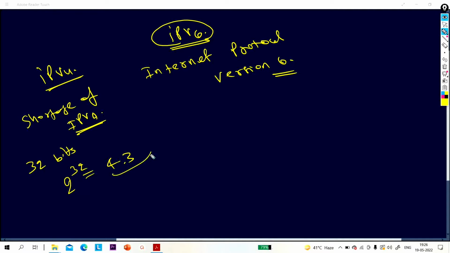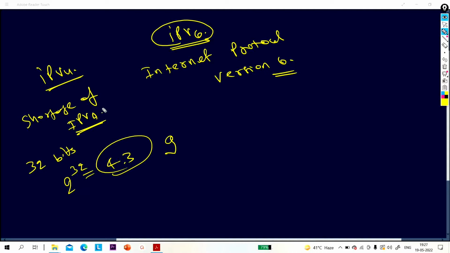But the population of the world is around 9 billion, right? And many people are using multiple devices. Your car key is also using an IP address, because your car key works on a remote basis. You are using a smart television in your home, so your smart TV is also using an IP address. So there is a problem of shortage of IPv4 addresses.